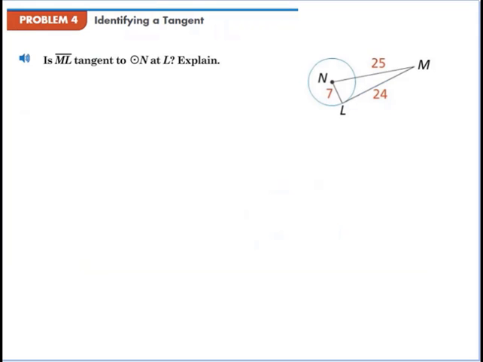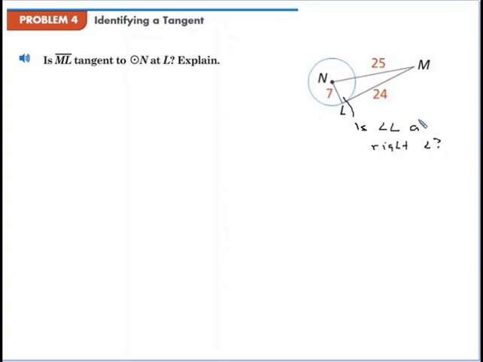So problem 4 here says, is segment ML, which is the one marked right here, that's 24 units, is that a tangent to circle N? Remember the theorem, it says if the line makes a right angle to a radius. So what we're trying to do here is test it out, basically saying, is angle L a right angle?